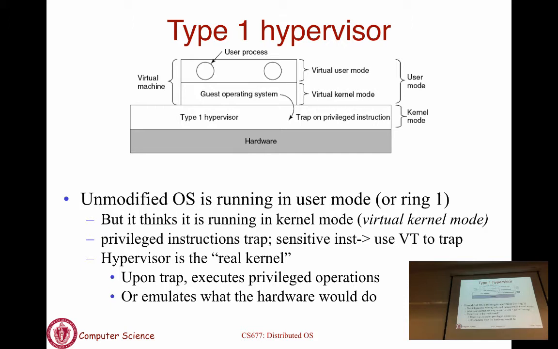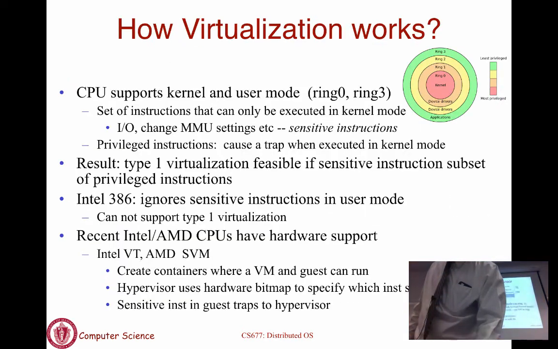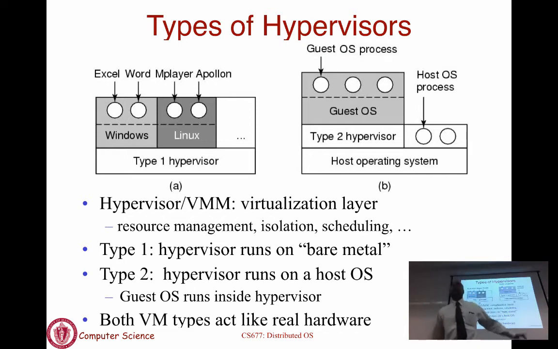Any other questions? Okay, so I'm going to show you what happens in a type 2 hypervisor. If you go back to what I said here, you'll see the type 2 hypervisor, which was the VirtualBox example I showed you, has a guest OS that's running in a VM. The VM is actually running on a host operating system.